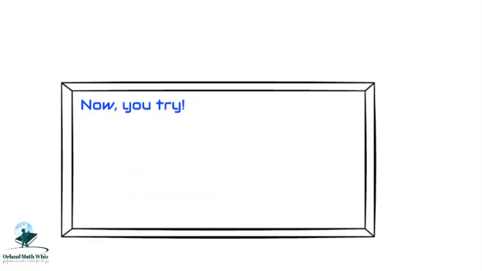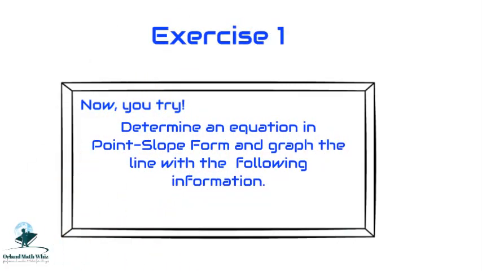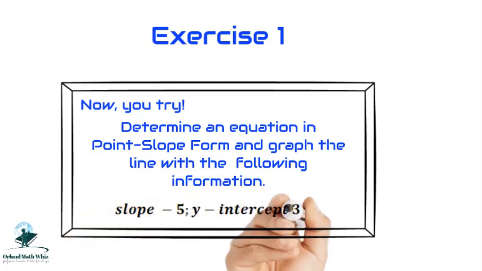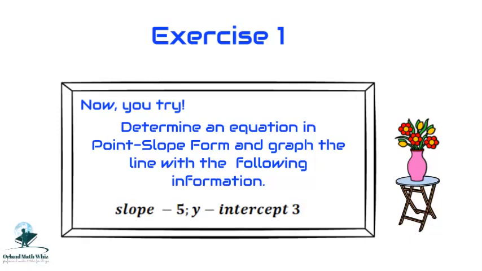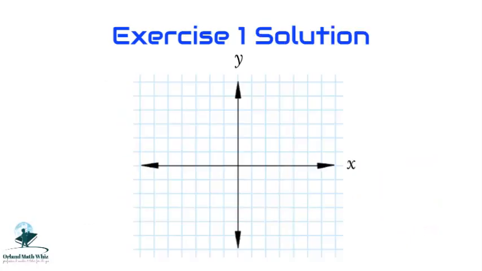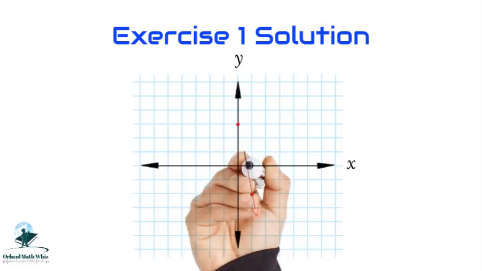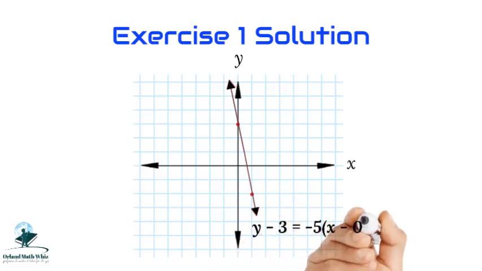Now, you try. Exercise 1. Determine an equation in point-slope form and graph the line with the following information. Slope of -5 and y-intercept of 3. Please pause the video while you solve this exercise. Solving this problem step by step yields the following graph and equation. y minus 3 equals -5 times the quantity x minus 0.